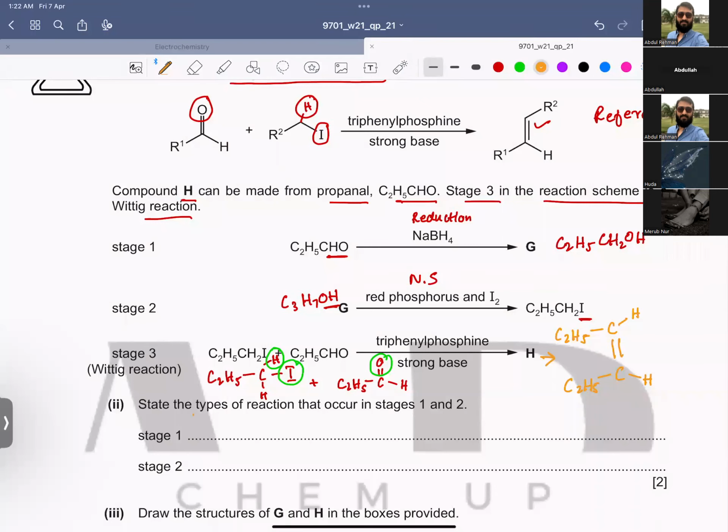State the type of reaction that occurs in stage 1. So stage 1, as we have already concluded, is reduction. Now in stage 2, what we have decided is that it is nucleophilic substitution. Is this clear?